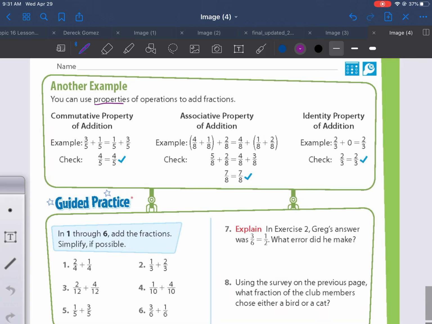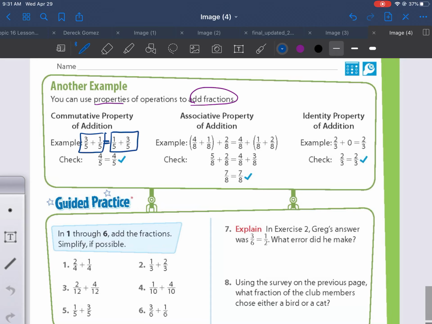I am going to start with the top information. It's going to give us 3 different properties of adding fractions. So there's 3 different ways that we can add fractions. The first one is called the commutative property of addition. When we have the commutative property of addition, I want you to focus on the equal symbol.